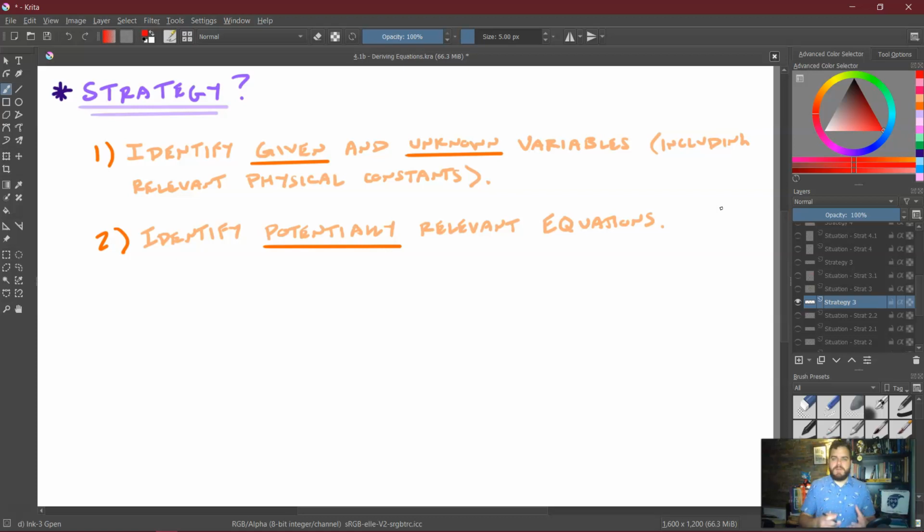So the next step is to try to identify potentially relevant equations. There's a couple of key ways to do this. One, by looking at the variables you have and the variables you want and thinking, okay, what equations use those variables? And two, looking at the situation at large and trying to think, is there anything here that I haven't been thinking about that usually applies to these sorts of situations?